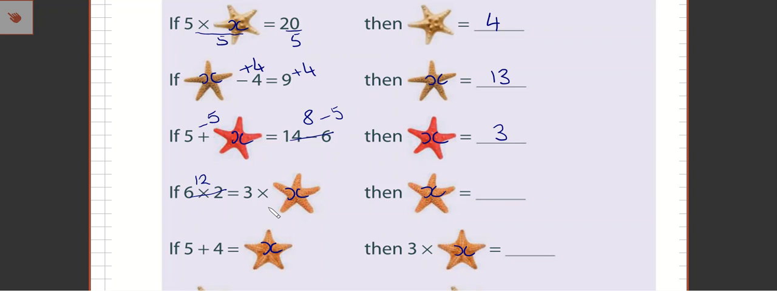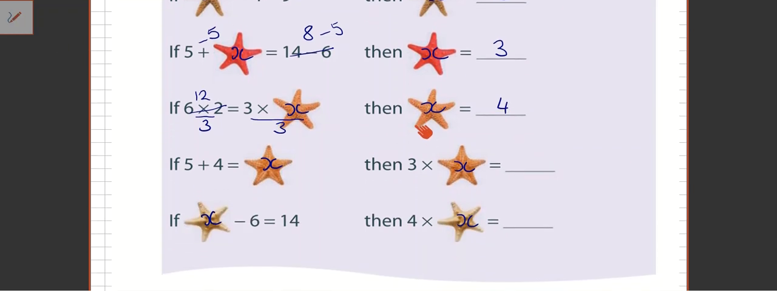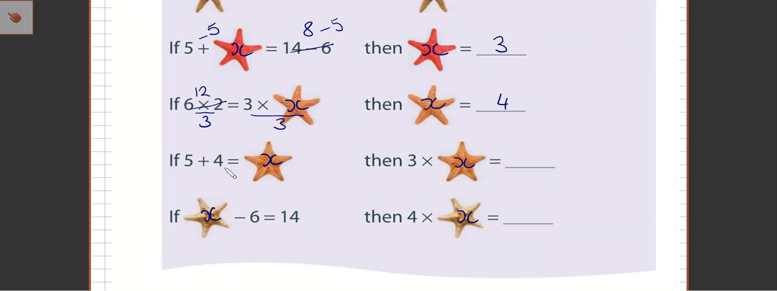Daisy? Oh, I thought you had your hand up. What's the inverse of 3 times x? What do we have to do? Divide. 3 times x, so if we divide by 3 on both sides, 12 divided by 3 is 4. 5 plus 4 is 9, so 3 times x equals 7.